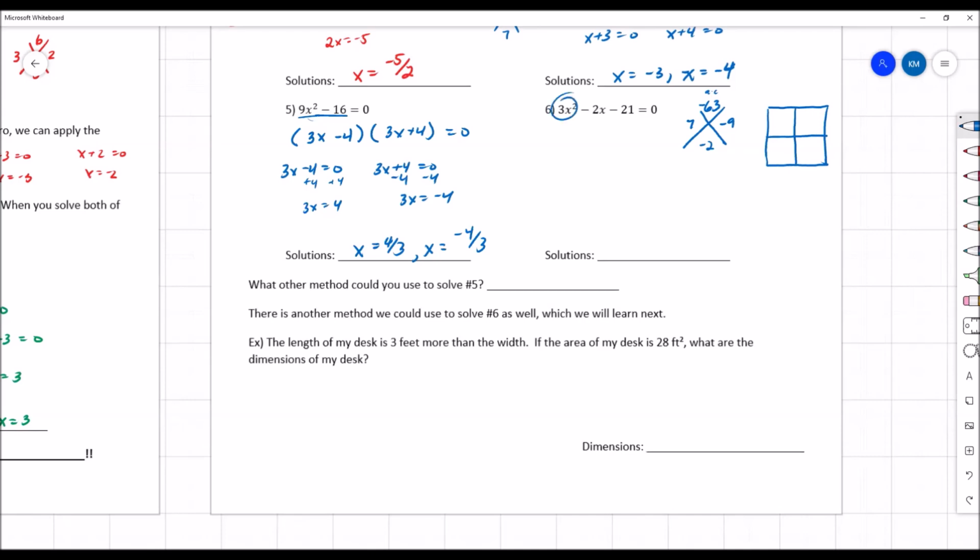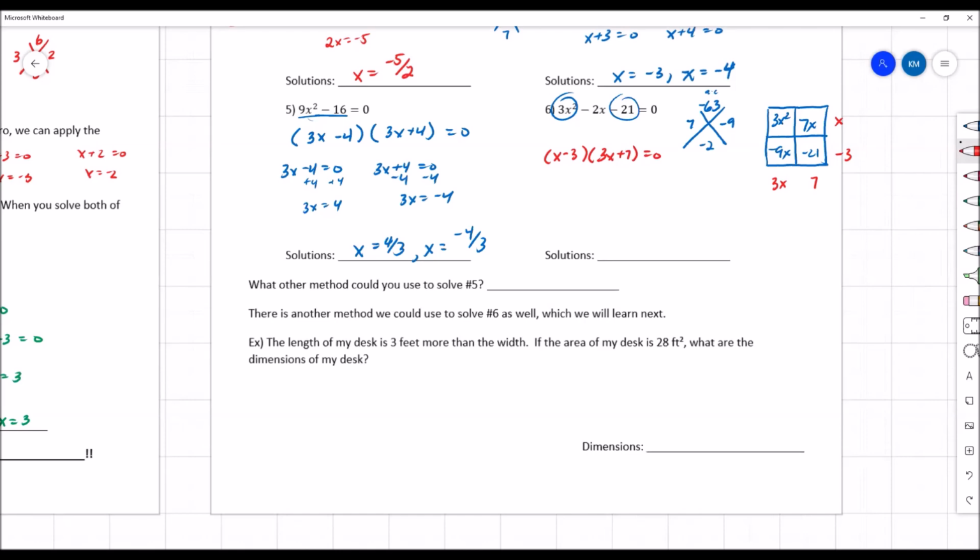Okay, so in our box, first term, first box, 3x squared. Last term, last box, negative 21. And then the other two terms that we came up with, 7x and negative 9x in the other two boxes. We'll go through each row and each column and take out the GCF. Okay, and so we have our two factors. We can rewrite that first side: x minus 3, 3x plus 7 equals 0.